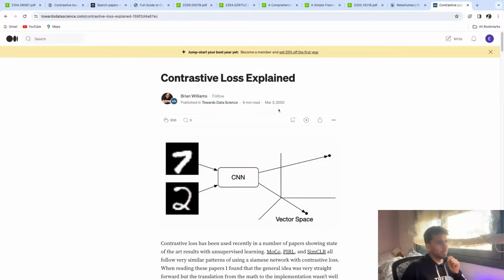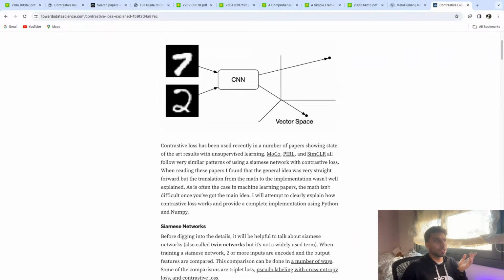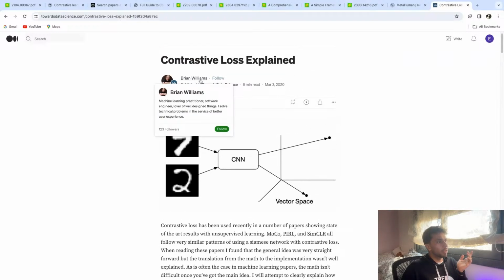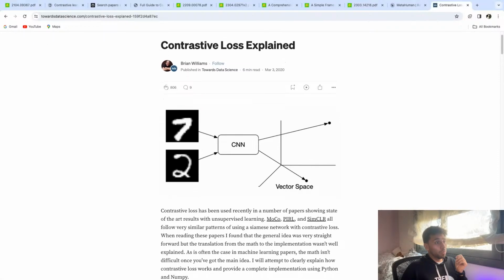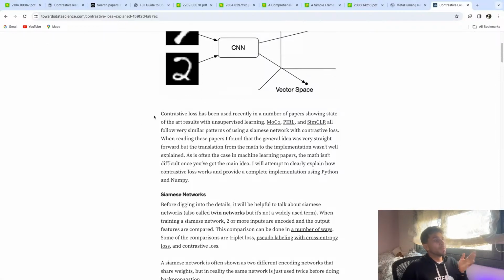But let's check this first. So, well, we're going to read this. This is from Brian Wyland, so thank you, Brian. This was from March 3 of 2020. He said that contrastive loss has been used recently in a number of papers showing state of the art results with unsupervised learning, MoCo, PurSimCLR, contrastive regularization. This is very important. We are going to focus on that later. So all follow very similar patterns of using a CNN with contrastive loss.